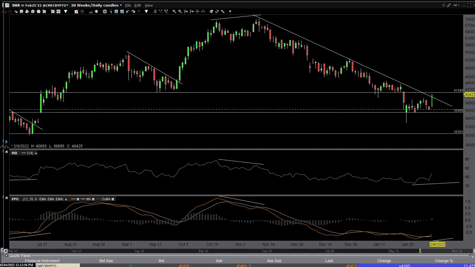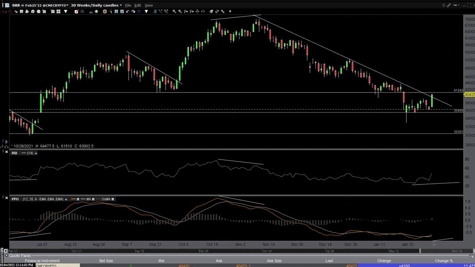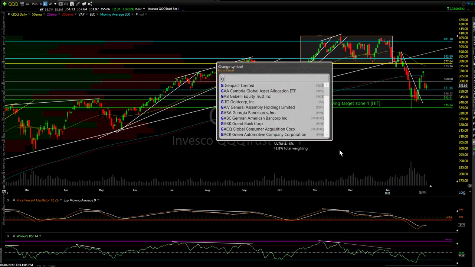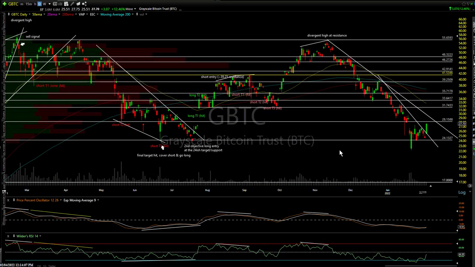No, we don't have divergence, not yet. So I just want to update that. Let me give you GBTC if you like that. And here's the thing: GBTC is at support.